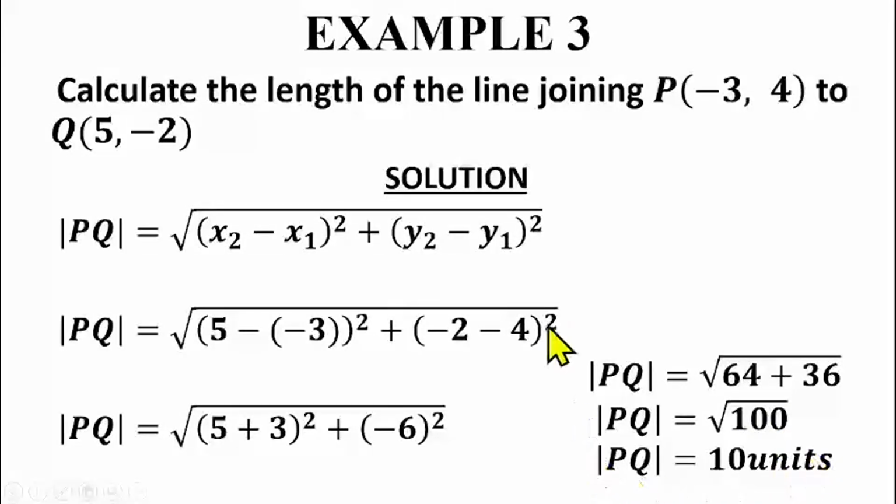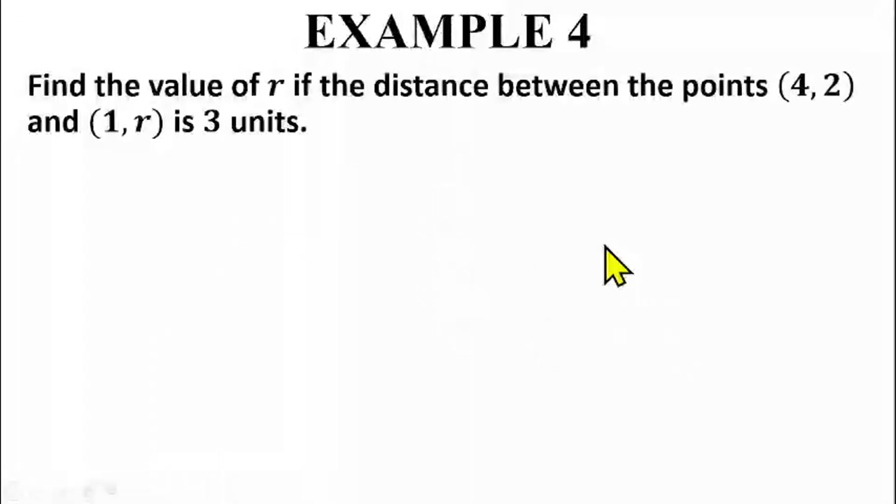So that means the length of the line joining P and Q is 10 units, which is the same thing as the distance between point P and point Q. So we are still using the same formula for finding the distance between 2 points. I believe you understand what you have done. So let's see another example on that.